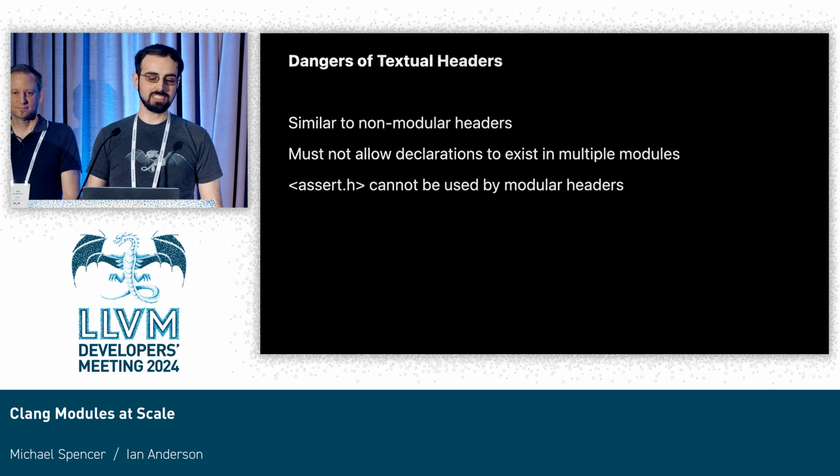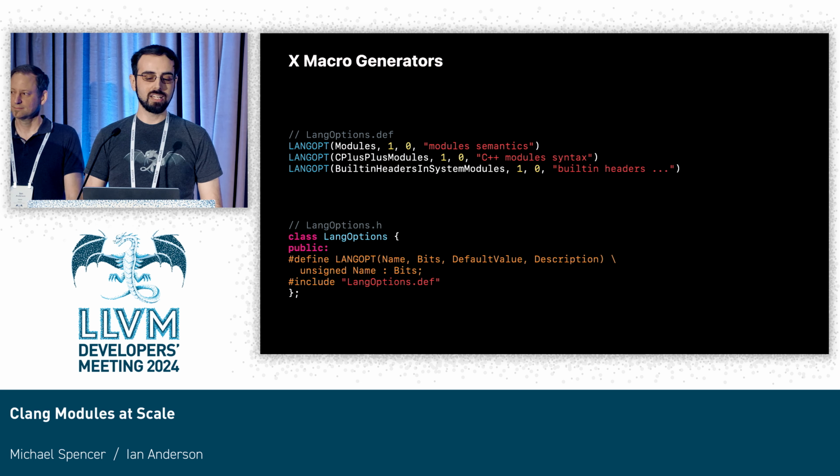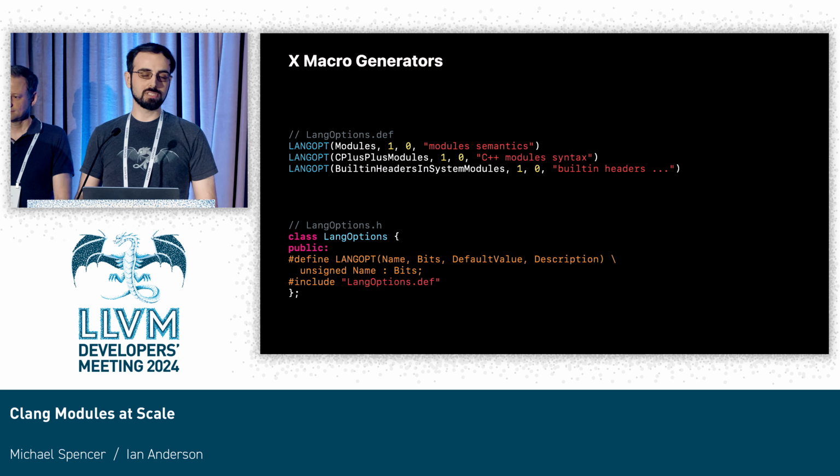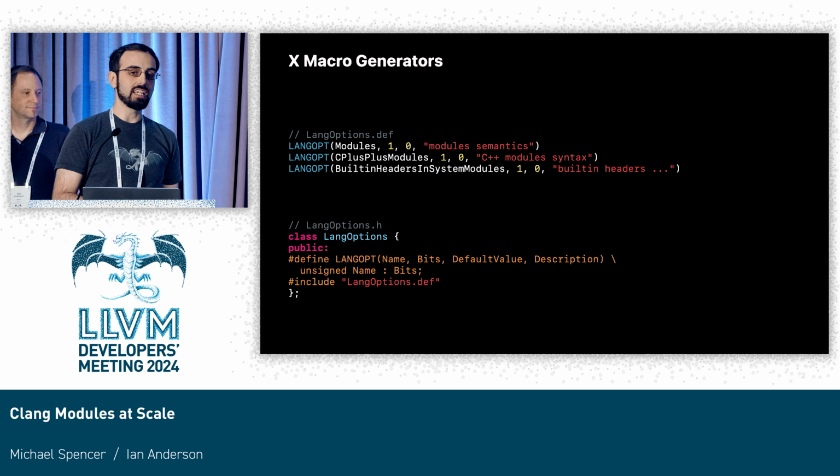Now, there are some uses of this. A very common one in the LLVM project and a bunch of other projects is X macros, where we have this .def file, which needs to be textual because it's just a bunch of function-like macros. And then we have langoptions.h, which is part of a module. This is fine because it just textually includes langoptions.def, and in that context, it creates these declarations. So they only belong to the actual module. They don't belong to the .def file.